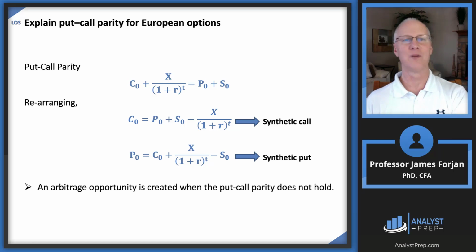All right, so here's the big thing. This goes all the way back to the first LOS: if you don't like what's going on in the option market, you can go to the other markets. You can go to the stock market and you can go to the bond market and you can replicate or generate a higher return in one market or the other. We call that an arbitrage opportunity.